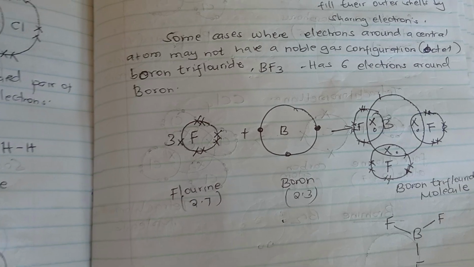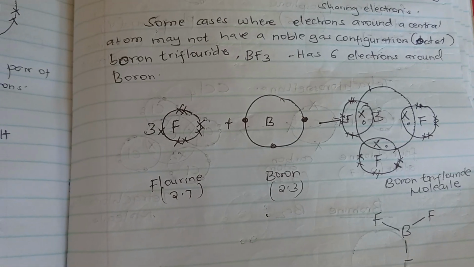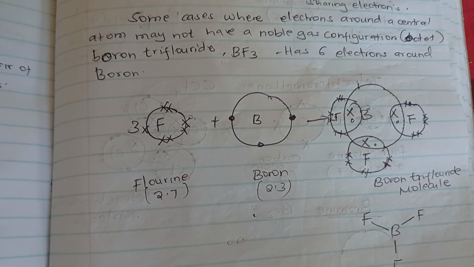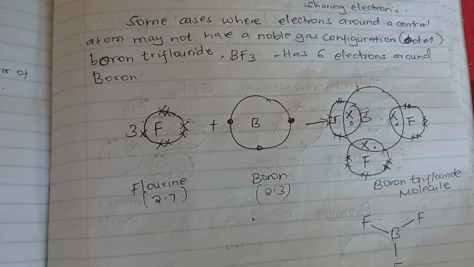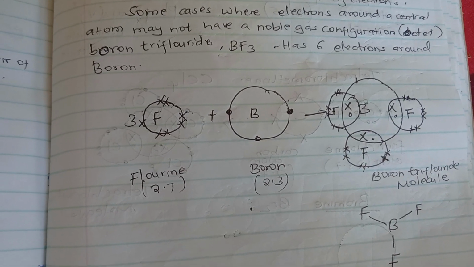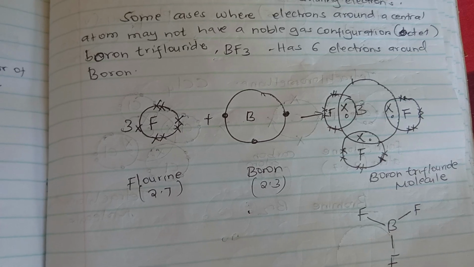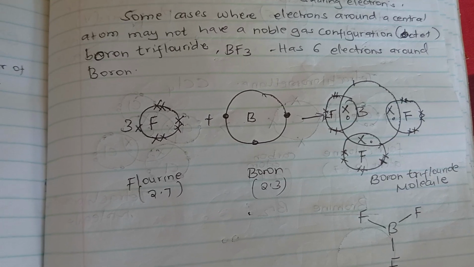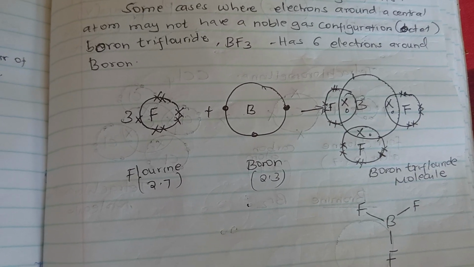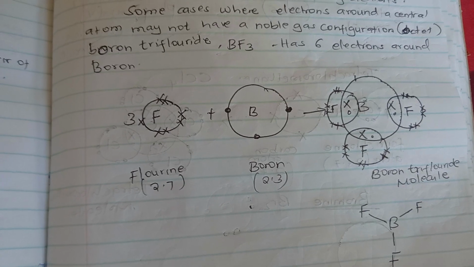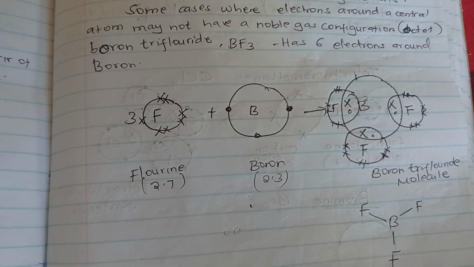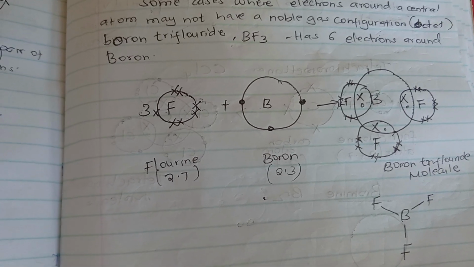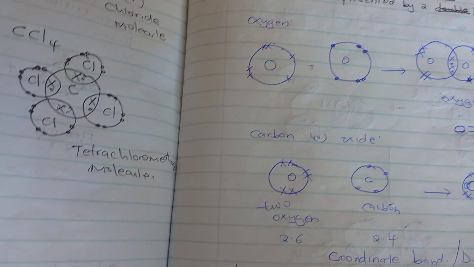In some cases, electrons around the central atom may not have the noble gas configuration. For example, in boron trifluoride, the bond is formed by joining 3 fluorine atoms to 1 boron, forming a boron trifluoride molecule. In the boron trifluoride molecule, you can see that boron has only 6 electrons. It does not have the 8 electrons as the other molecules normally have.